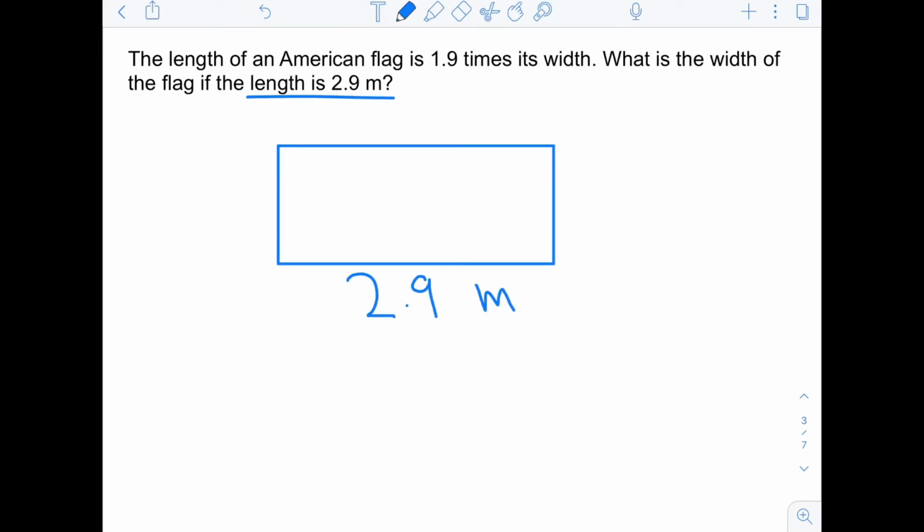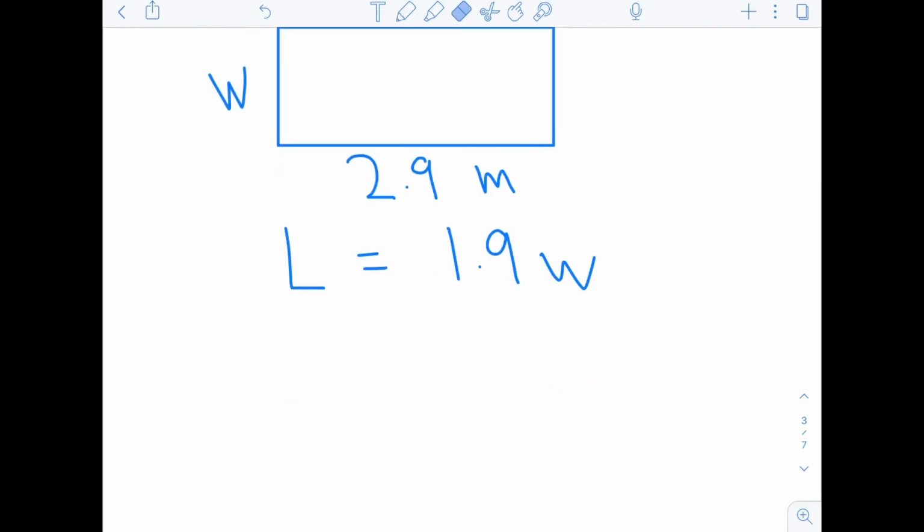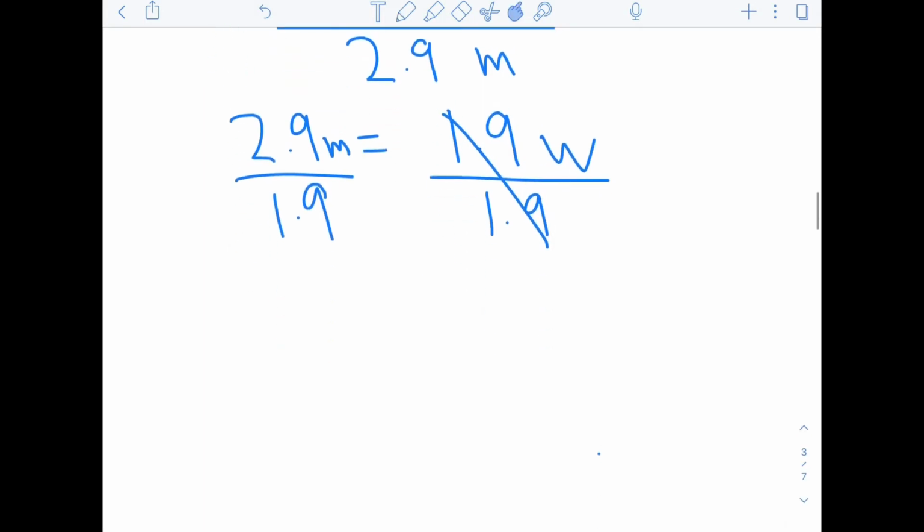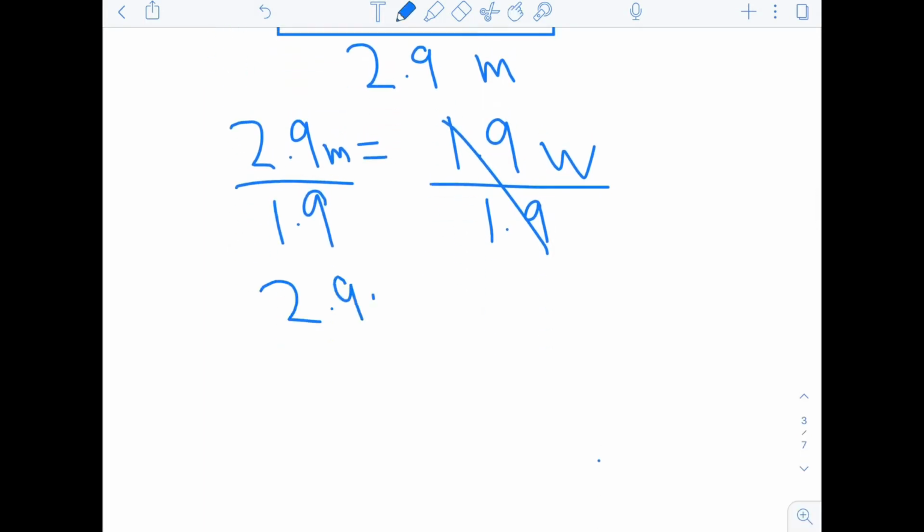And we don't know the width, but we do know that the length is 1.9 times its width. So that means L is 1.9 times the width, which is W. And to find W, let's substitute 2.9 for L, because, like I said earlier, the length is 2.9 meters. And now let's divide by 1.9 on both sides to cancel it out. So we have that 2.9 meters divided by 1.9 equals W.